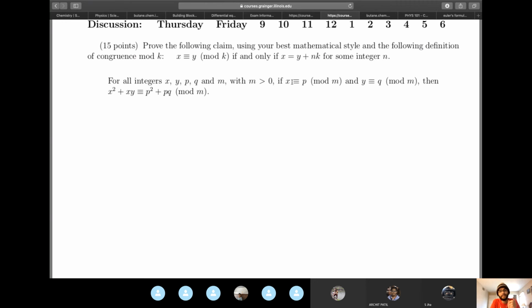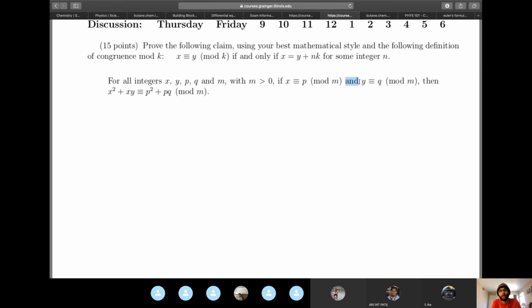If x is congruent to p, this 3-line symbol means congruent. If x is congruent to p mod m, what does this mean? This is similar to the examples that I showed you. Let's say this is 100, this is 200, this is 10. This is some number. It's congruent to this number from the point of view of this number.